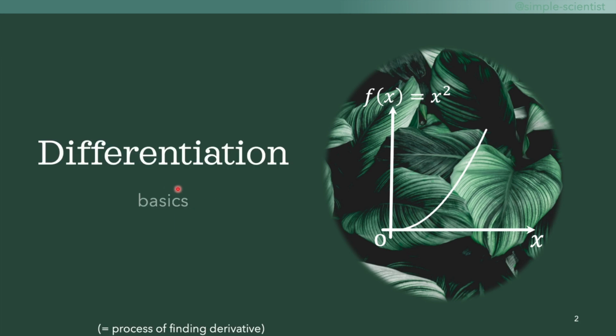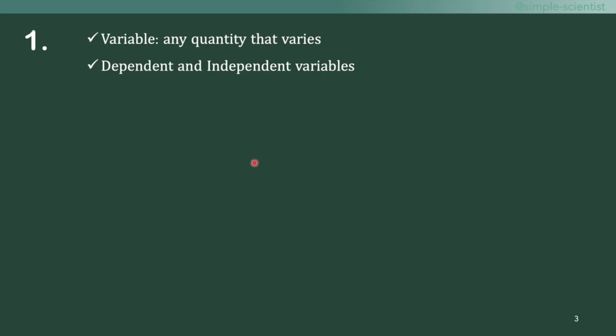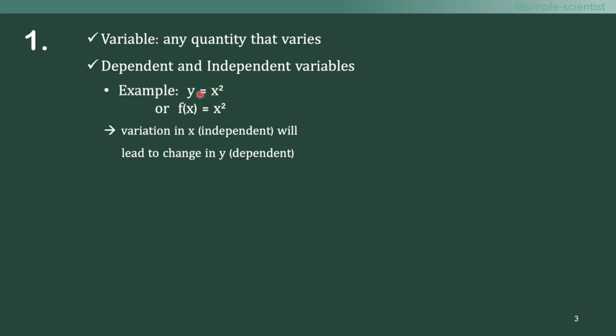Differentiation is a process of finding derivative. To find derivative, we need to know what is a variable, an independent variable, and a dependent variable. So variable is any quantity, physical quantity, which varies. To understand dependent and independent variable, we take an example y equals x square. Variation in x will lead to change in y. Therefore, x is an independent variable whereas y is a dependent variable.